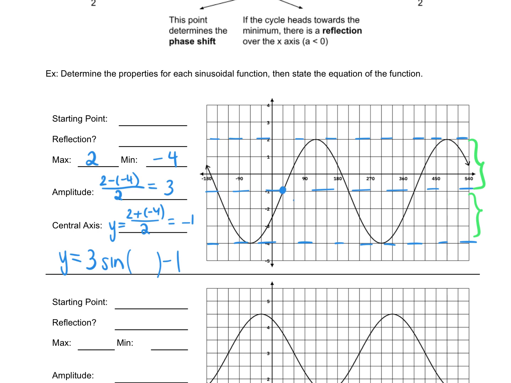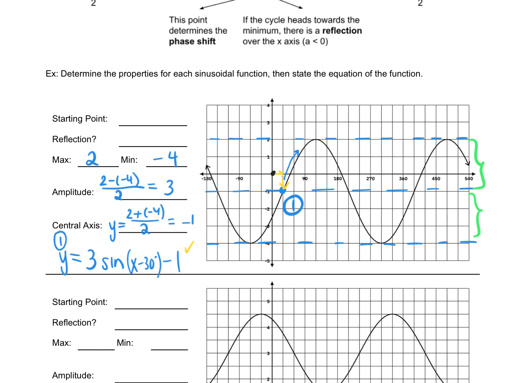I'm going to choose for my first equation to use this as a starting point. If I'm using this point, the original sine function started at the origin. It must have moved to the right 30 degrees and then down 1. I already have the down 1 covered. So I just need to add in right 30 degrees, which is x minus 30. Now, based on my starting point, this function heads to the maximum, so there's no reflection. So here is equation number 1.